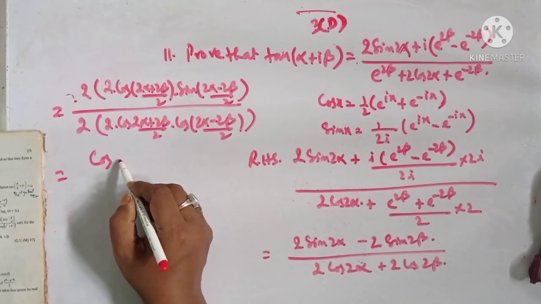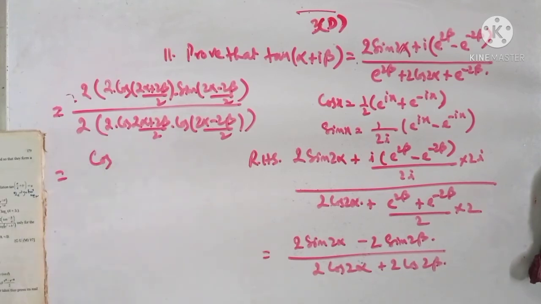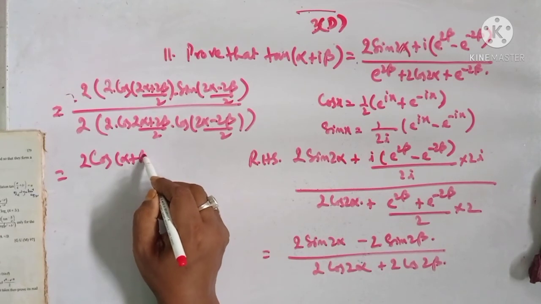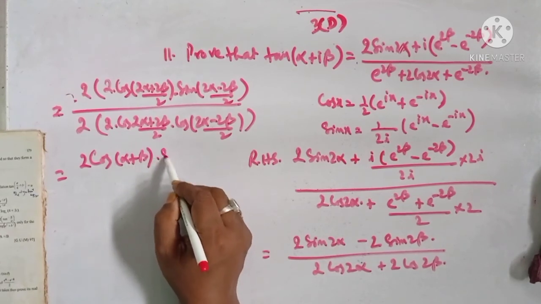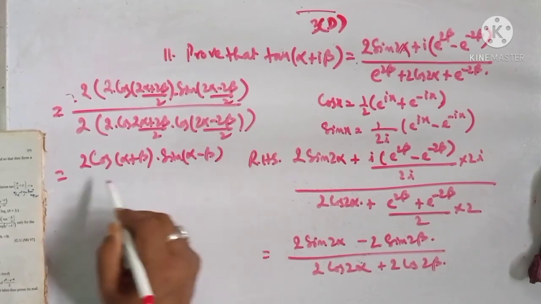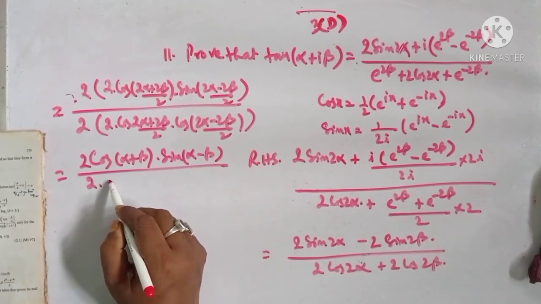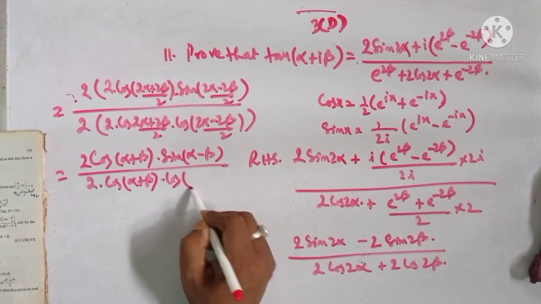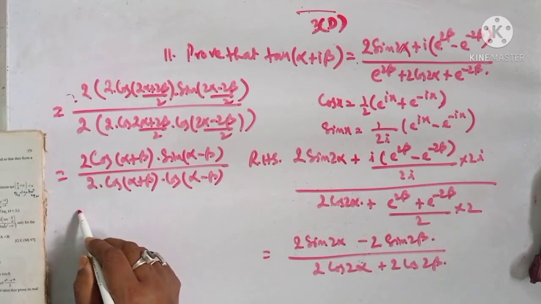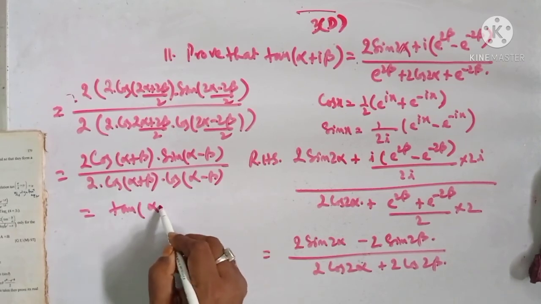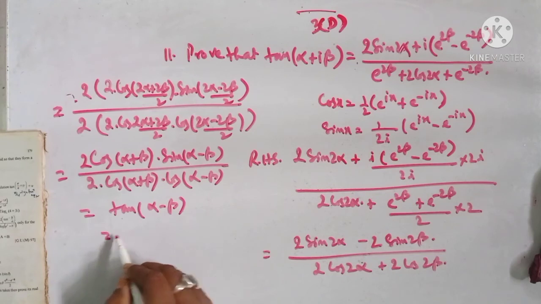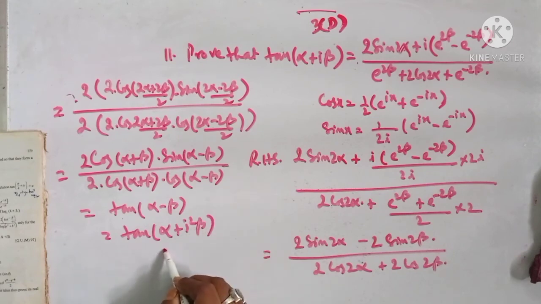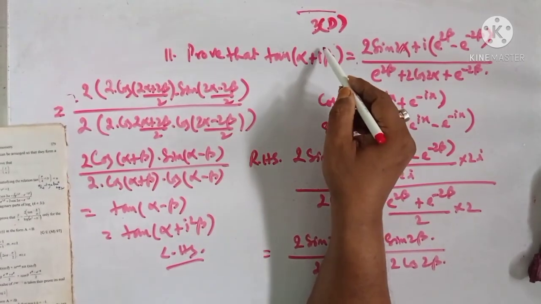So here this will be 2 cos (alpha plus beta) and sin (alpha minus beta), and below it will be 2 cos (alpha plus beta) into cos (alpha minus beta). So this cancels out, this is tan (alpha minus beta). So here, instead of minus, I can write tan of alpha plus i square beta. So this is your left hand side. It must be i square, not i.